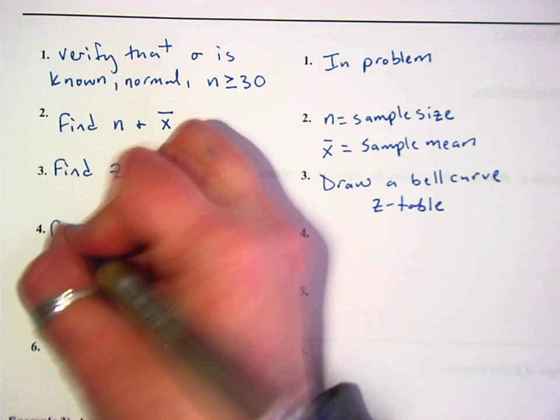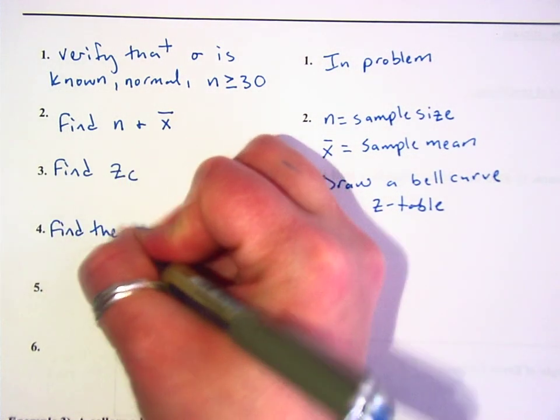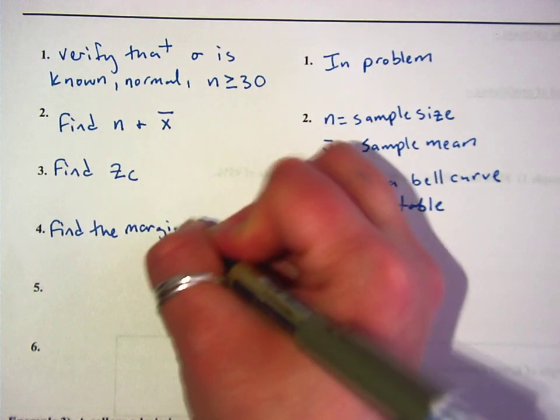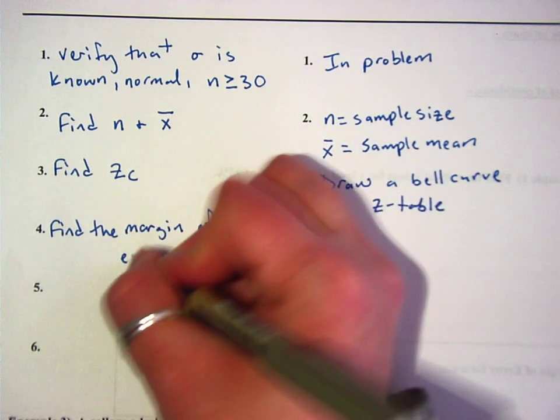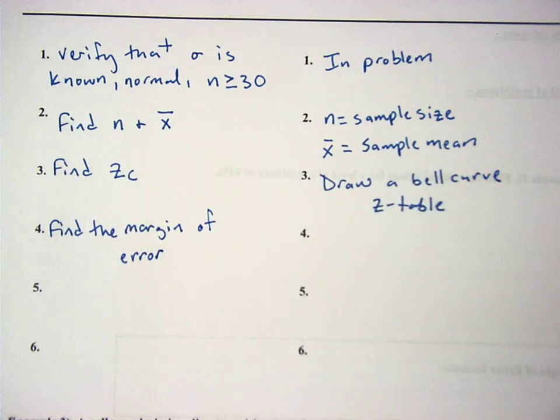Step 4 is to find the margin of error. So it's not always going to be 95%? No. Usually it's 80, 90, 95, or 99.